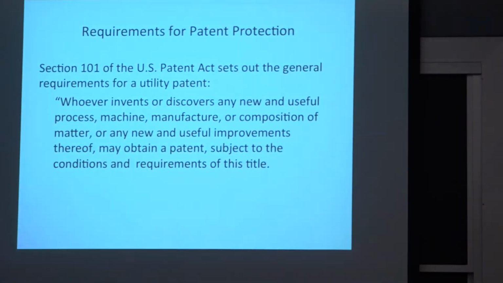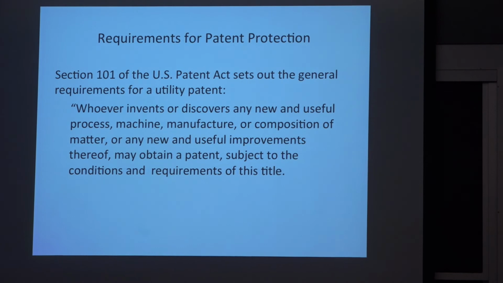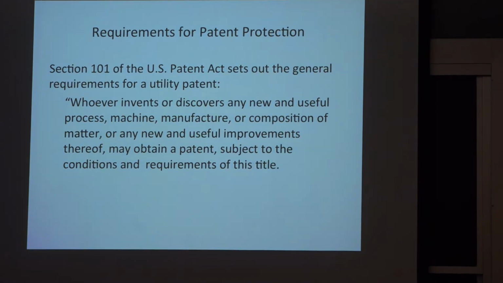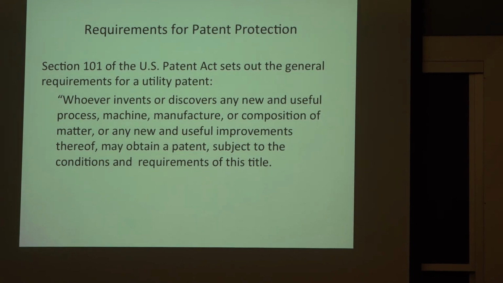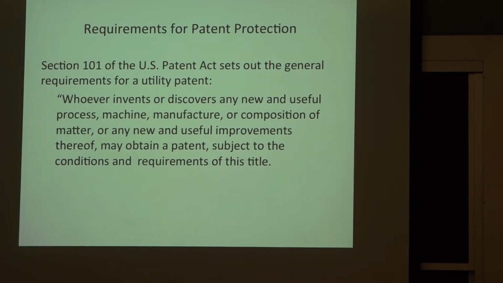Section 101 of the U.S. Patent Act sets out the general requirements of a utility patent. Whoever invents or discovers any new and useful process, okay, those are key words, machine, manufacture, or composition of matter, or any new and useful improvement thereon, may obtain a patent subject to the conditions and requirements of this title.